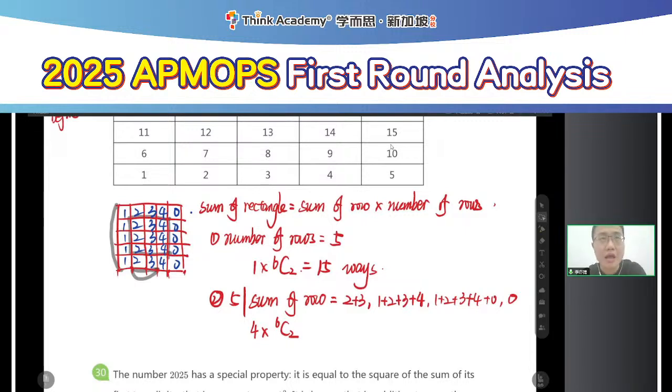But the problem is, we counted all the cases where we choose all the rows in the first case. So in the second case, to avoid repeating, we should exclude those that choose all the rows for the vertical length becoming 5. So we minus the 1. We exclude this case which was counted previously, right? So now this is 4 times 15 minus 1. So now it is 59 ways, right? And then 15 plus 56, so should equal 71 ways in total.